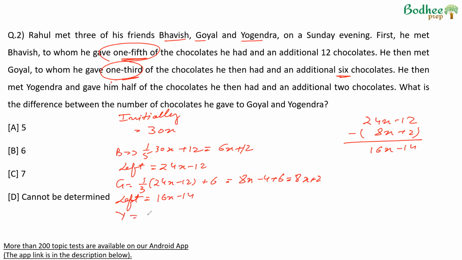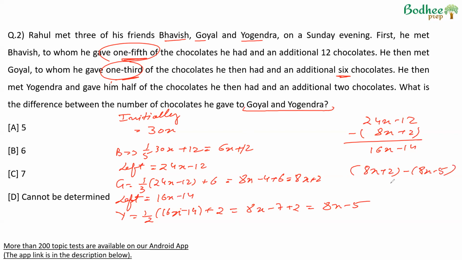To Yogendra, he gives half of this, half of 16x minus 14 plus an additional 2 chocolates. So this will become 8x minus 7 plus 2, which is 8x minus 5. And then he's left with some chocolates. That is not our interest, because we have to find the difference between the number of chocolates he gave to Goyal and Yogendra. Goyal got 8x plus 2. Yogendra got 8x minus 5. Therefore, the difference will simply be 8x, 8x cancel, 2 minus minus 5, 2 plus 5, which is 7. That becomes my answer.